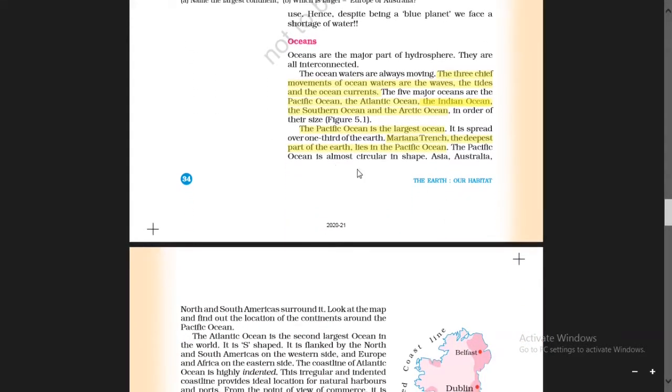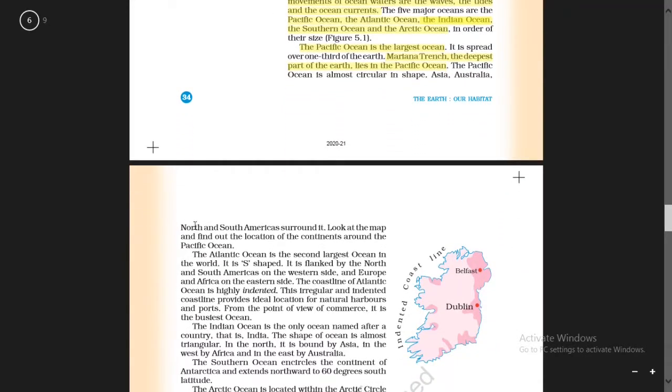The Pacific Ocean is almost circular in shape. Its shape is circular. Asia, Australia, North and South America surround it. So see here, the names of the continents. These are Asia, Australia, North and South America, which surround this Pacific Ocean. Look at the map and find out the location of the continents around the Pacific Ocean.